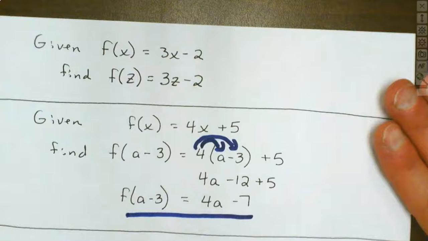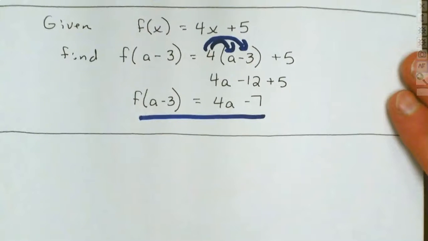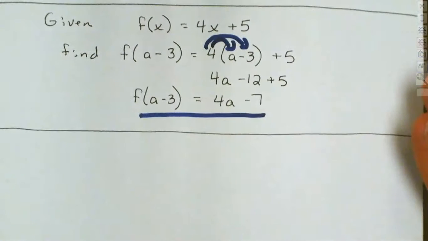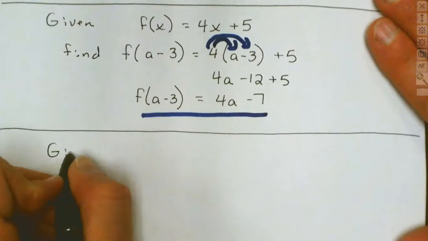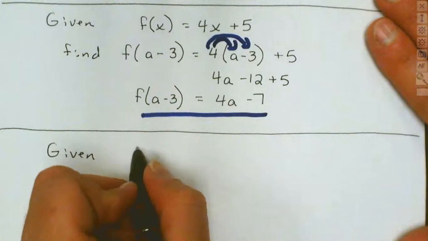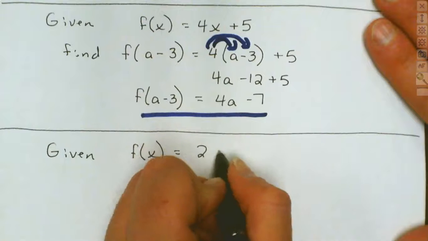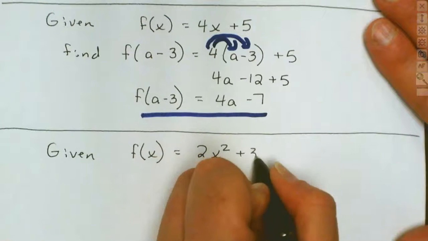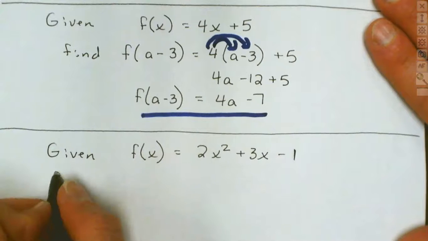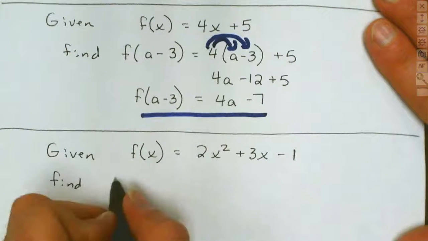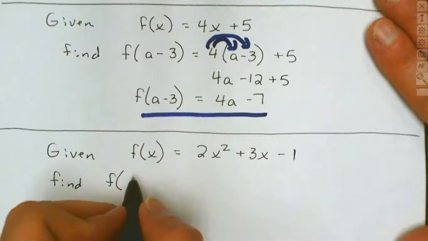We'll do one more, and this one we've got a FOIL. So we'll remember what foiling is here in just a moment. So let's try one more where we have to FOIL in this case. So you're given f of x to be 2x squared plus 3x minus 1. And I want you to find, and I'll use the same numbers they use in the homework here, how about f of k minus 1?